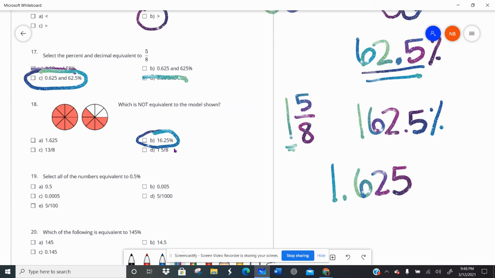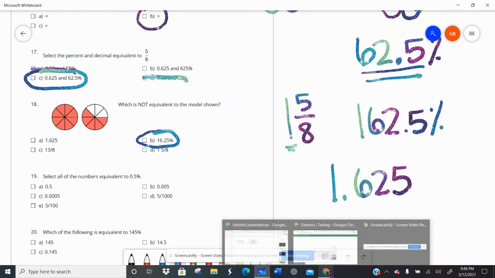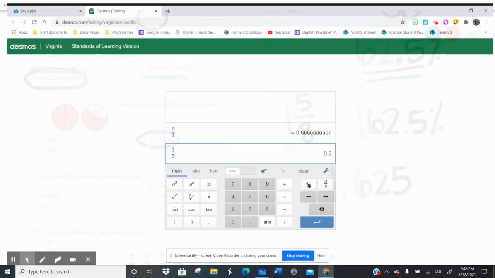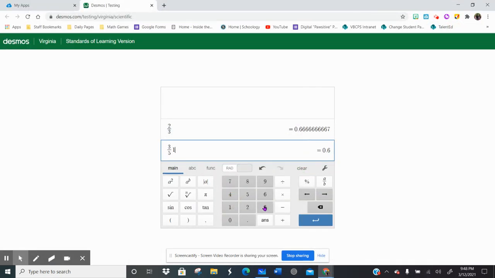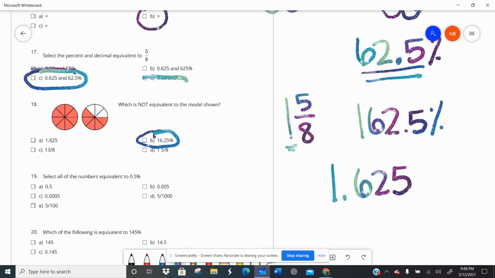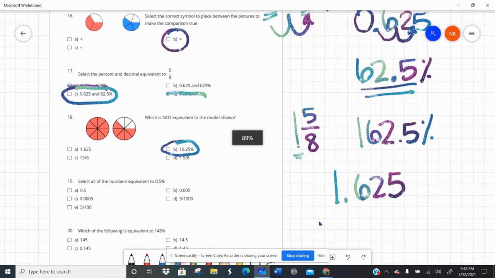Not equivalent. If I wanted to check this 13 over 8, right? 13/8. If I check that on my calculator, 13 divided by 8, I get the same as 1 and 5/8. So those are equivalent also. So sometimes, if you get one of those improper fractions that you're like, oh gosh, I don't really know, just look at the other numbers to see if any of them does not work. And then that's going to be your answer.